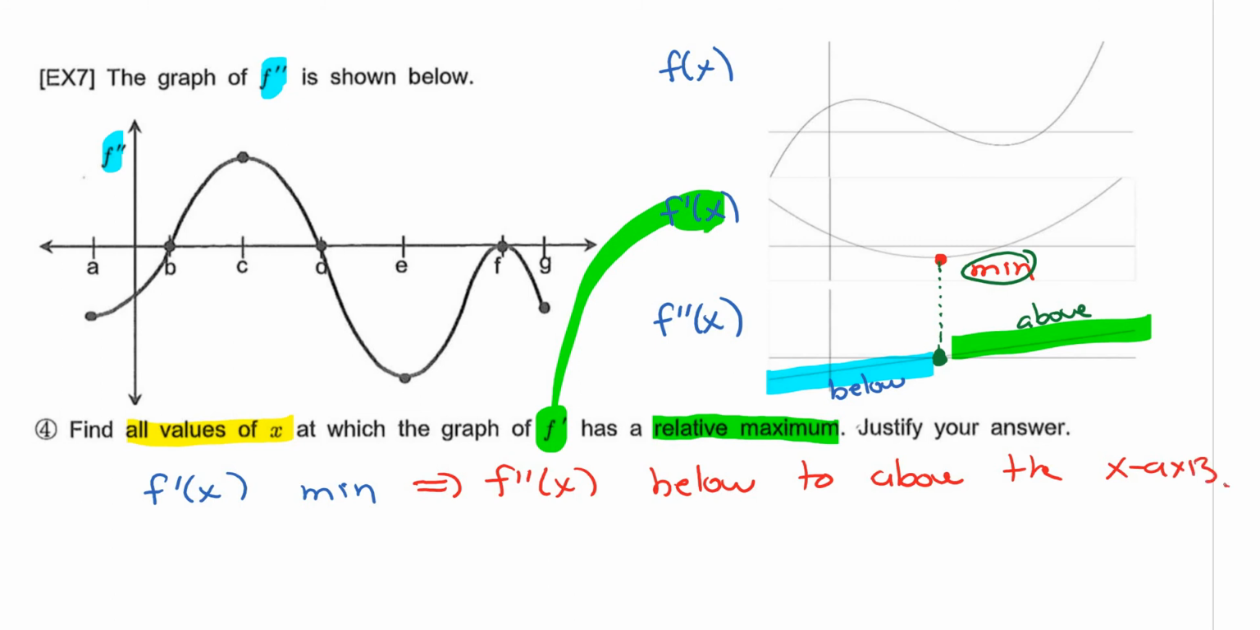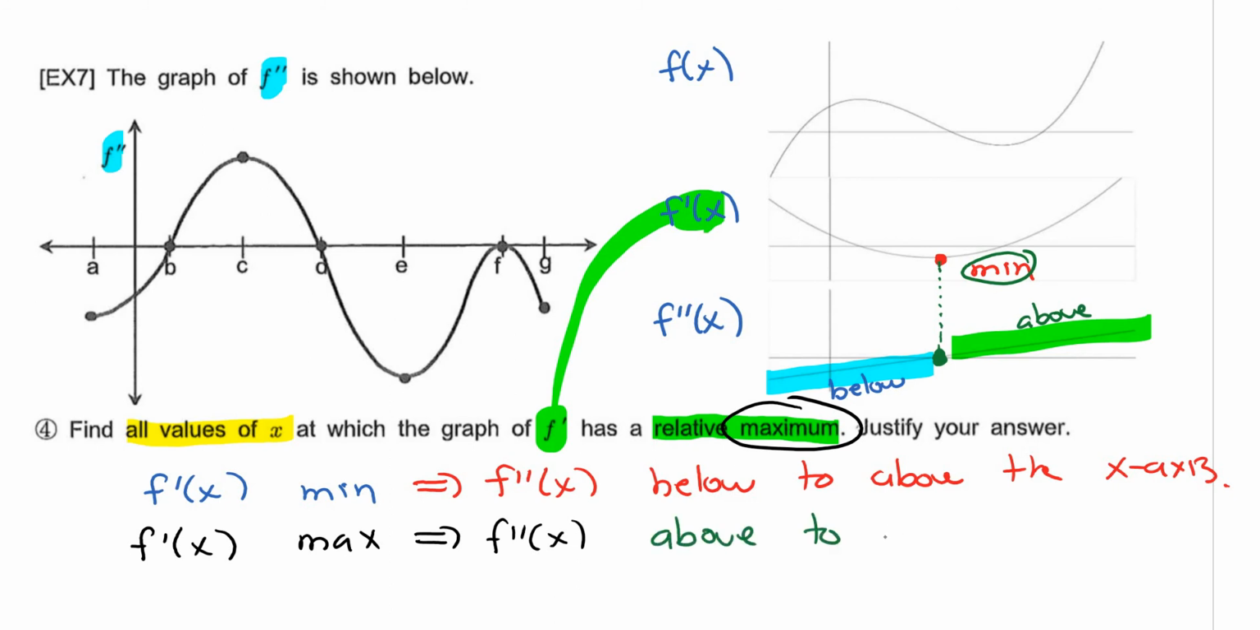Okay, so the question is asking for a relative max, right? So you just need to use your little discovery here, and you just need to switch around the results. So if f prime of x has a max now, the second derivative is just going to change the behavior. I'm going to go from above to below the x-axis. All right, so that's the justification you need to find out when the first derivative has a relative maximum there.